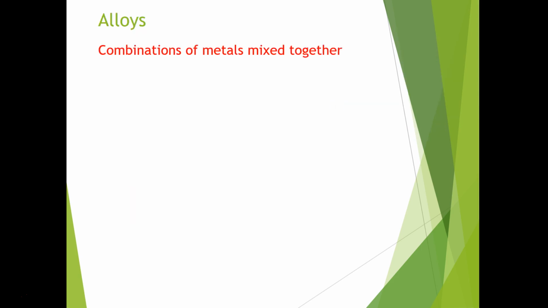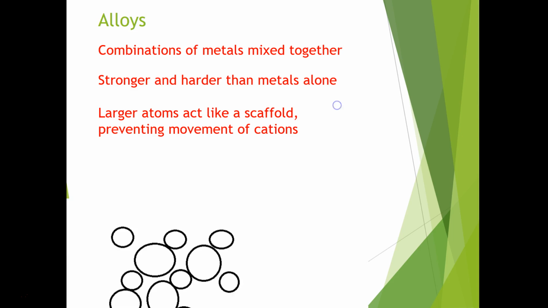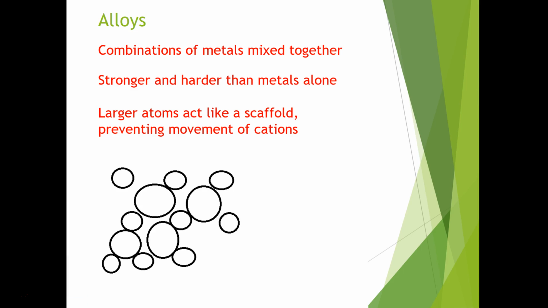All right, now alloys are combinations of different metals mixed together, and oftentimes the alloys are stronger and harder than the metals that make them up. The reason this happens is because usually when you mix two atoms together, they'll have different sizes, and the larger atoms kind of act like a scaffold holding the other ones together. So here's a good illustration. It's an illustration anyways that I made with paint.